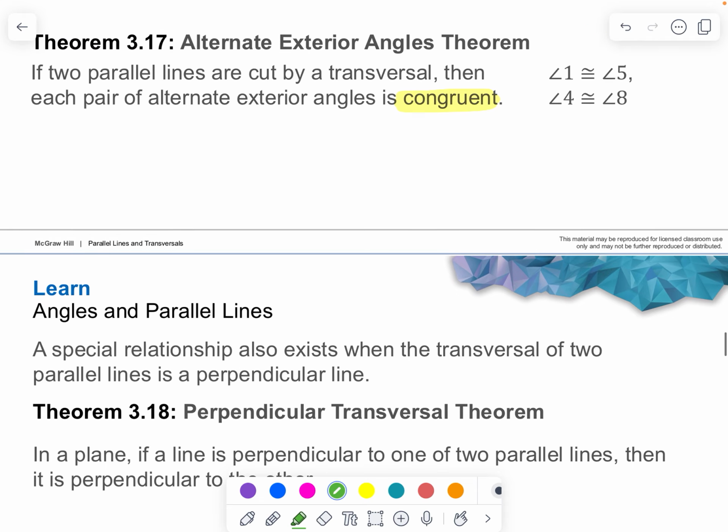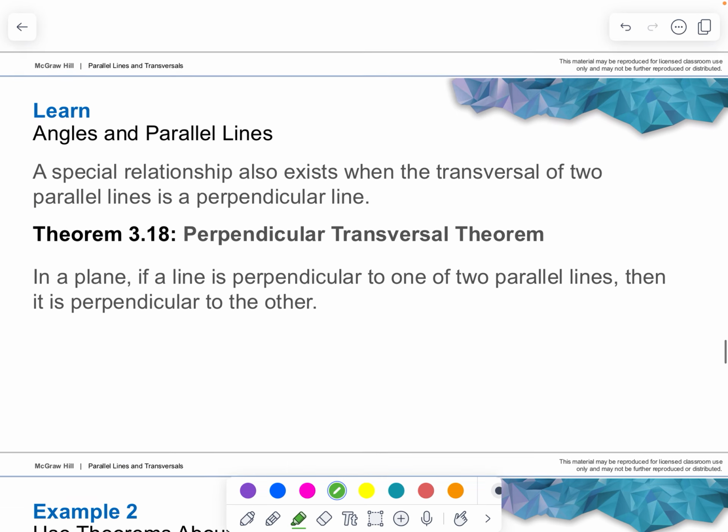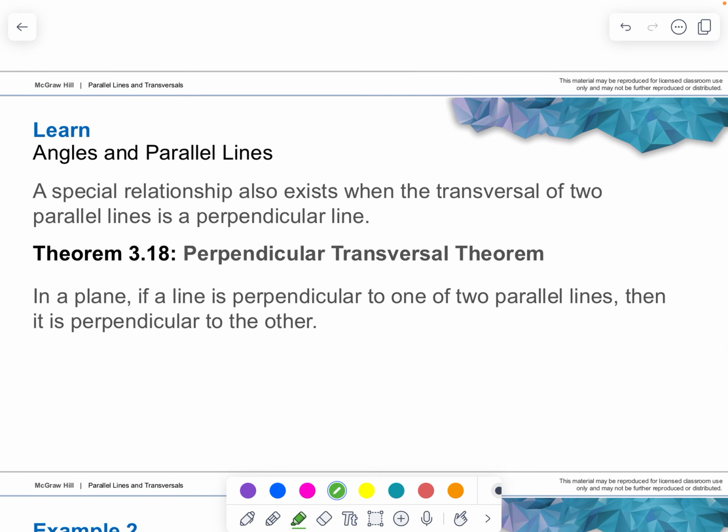And on your sheet, and in mine, there is one more theorem, Theorem 3.18, that says, in a plane, if a line is perpendicular to one of two parallel lines, then it's perpendicular to the other. I don't have a drawing for that, but it's pretty easy to draw out.